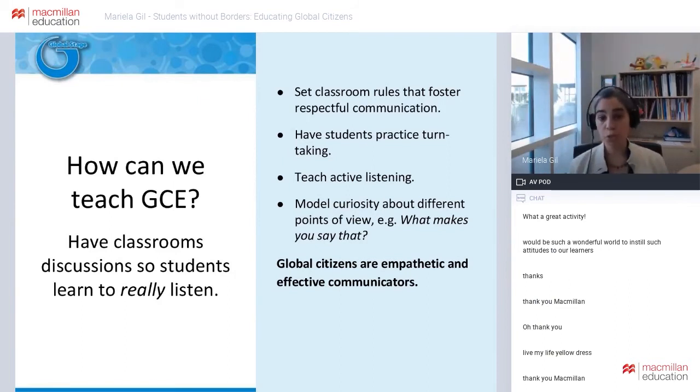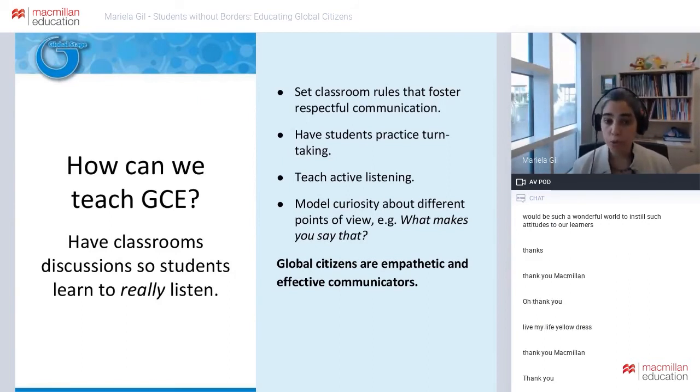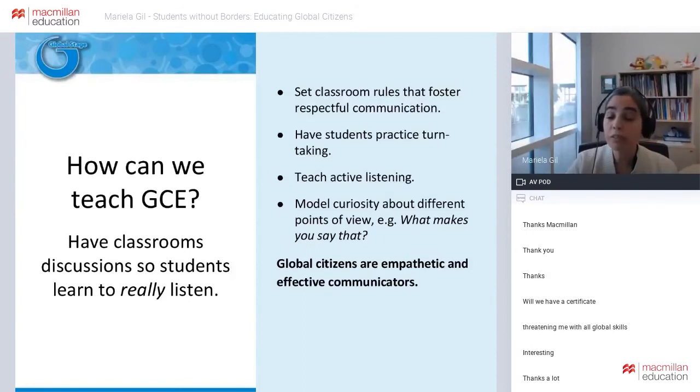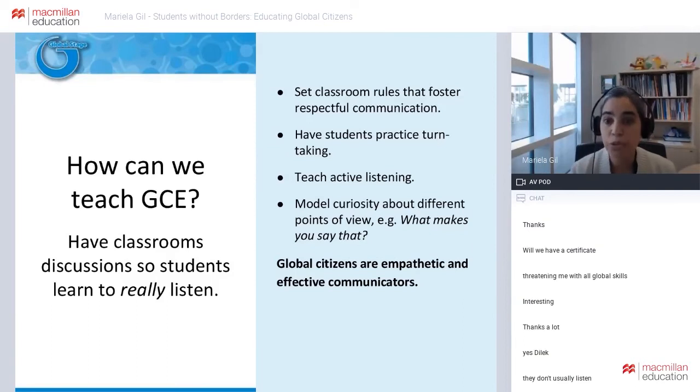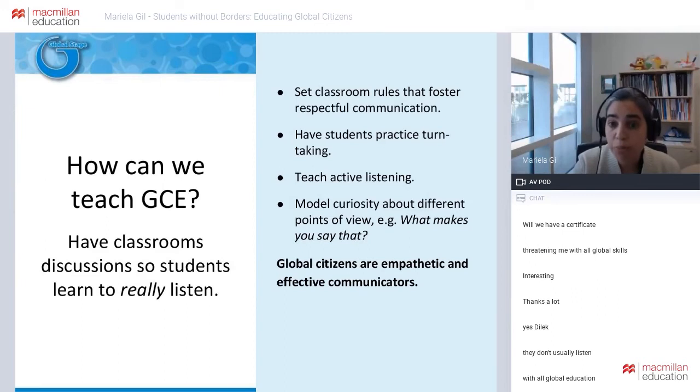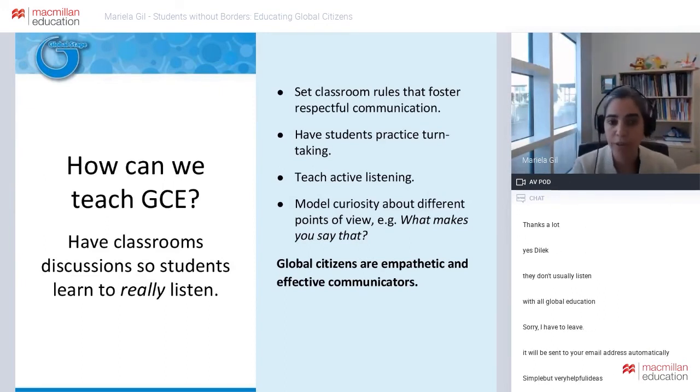Other things that you can do to support this: set classroom rules that foster respectful communication. This is appropriate for any age because there are people, even adults, who sometimes like to talk all the time and don't notice that they're not listening as well. Have students practice turn taking. Make it explicit. You're going to speak for 30 seconds or for 1 minute. Then we switch. Practice this so that people get into the habit, and tell them why you're doing it. We're practicing how to be respectful, active listeners. We're practicing how to listen to learn about others.